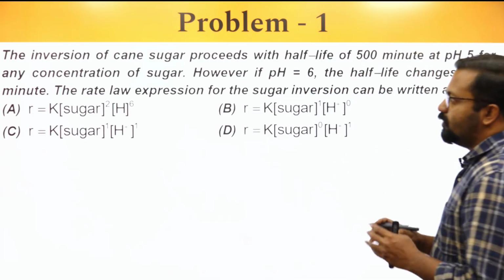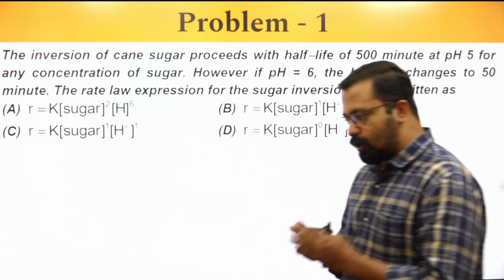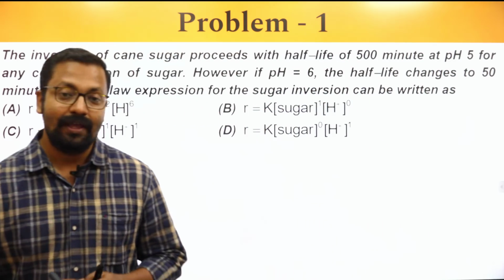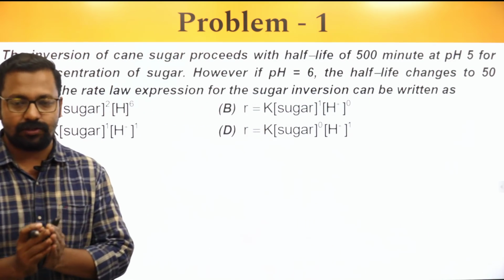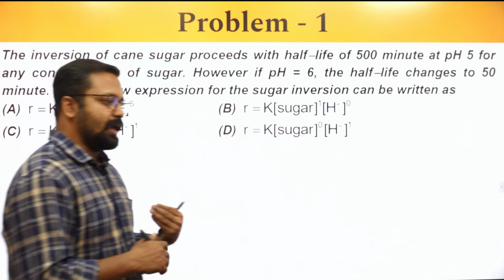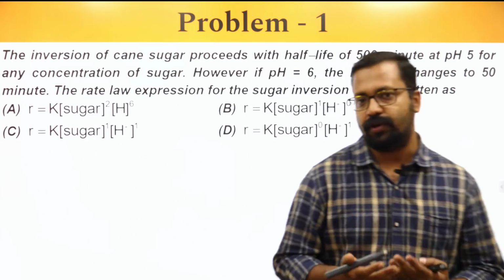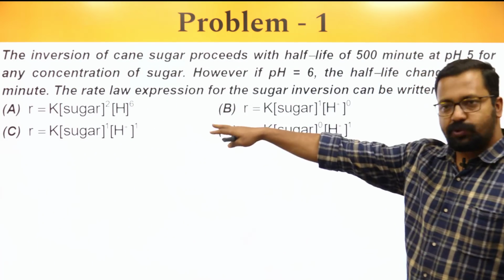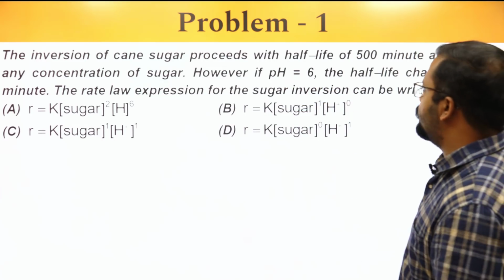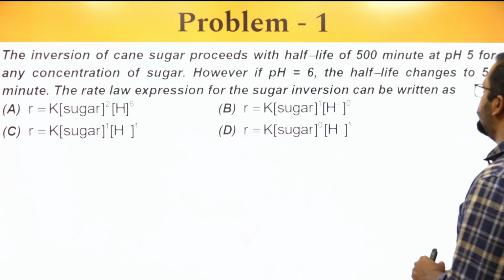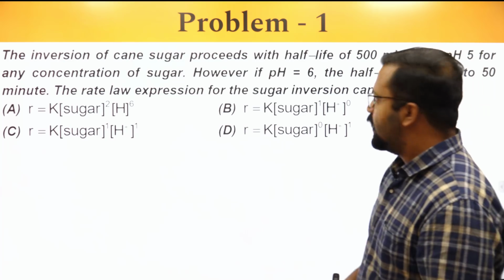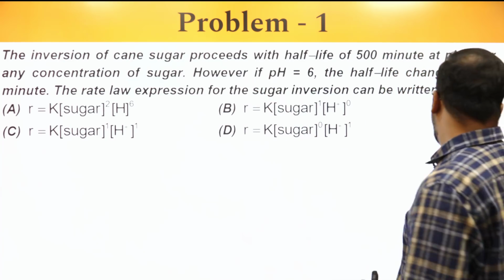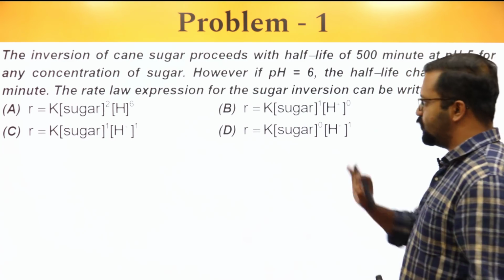The first problem is about inversion of cane sugar, and you should all know that inversion of cane sugar is a first order reaction. Cane sugar inversion takes place through a first order reaction. It's catalyzed by H plus ion. So inversion of cane sugar proceeds with a half-life of 500 minutes at a pH of 5 for any concentration of sugar.